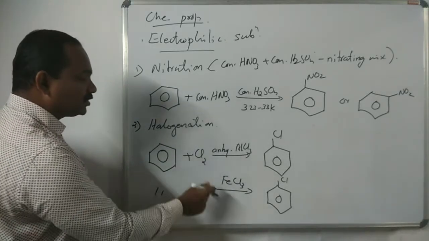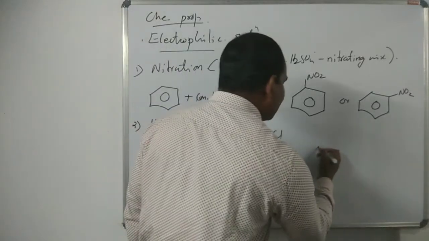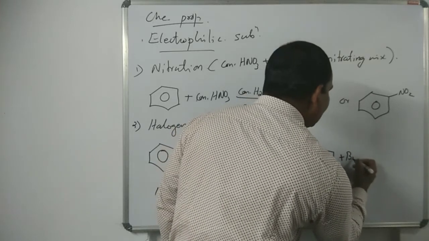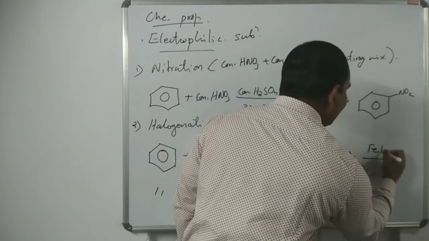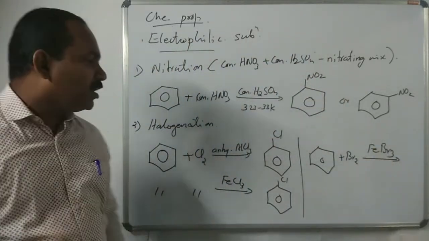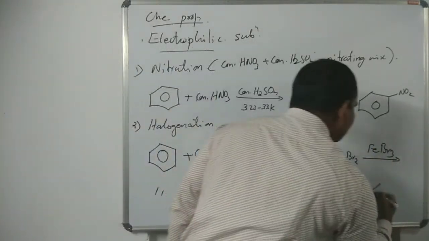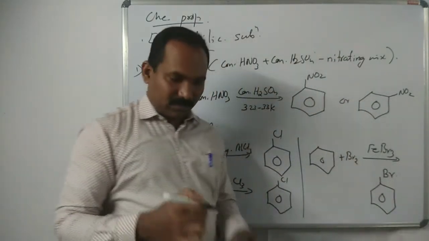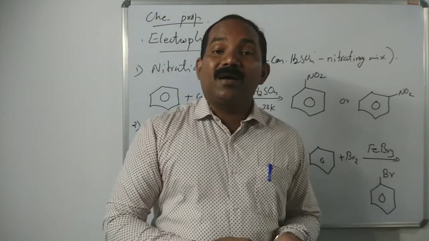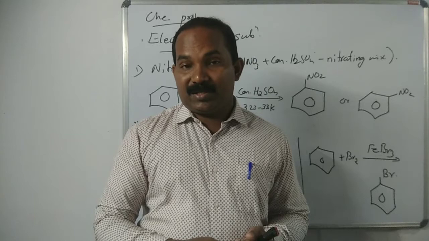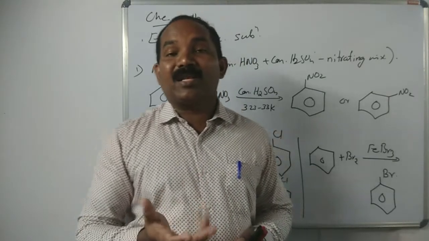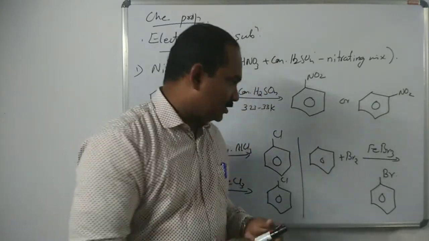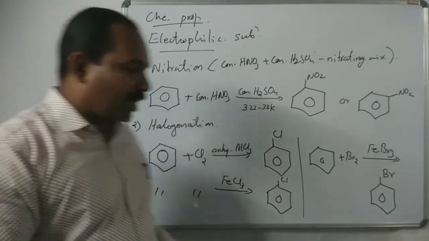Repeat this. Benzene plus chlorine. And for bromination, what do we take? Benzene plus Br2 with FeBr3, we get bromobenzene. Fluorination and iodination are done by different methods. You will learn them in the plus 2 classes. So that's about nitration and halogenation.